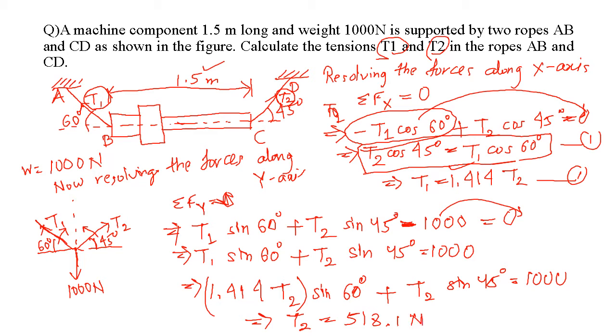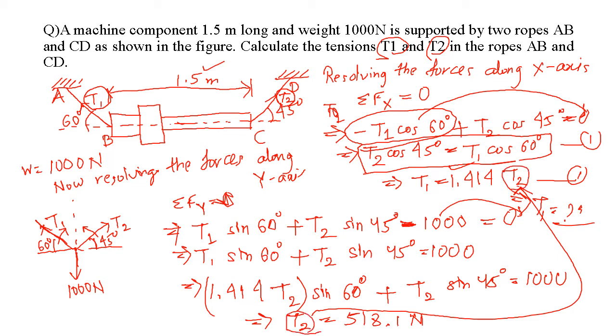If we put this T2 value here, we will get the T1 value. Understand? Our required question was to calculate T1 and T2 in the ropes AB and CD. We are getting the answer.